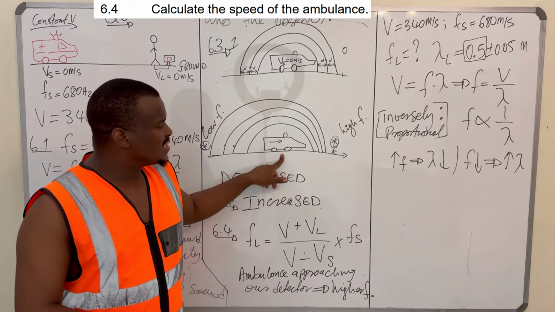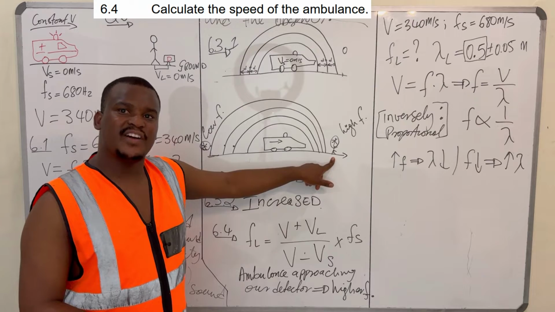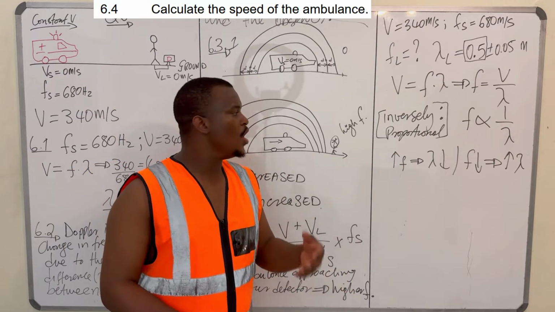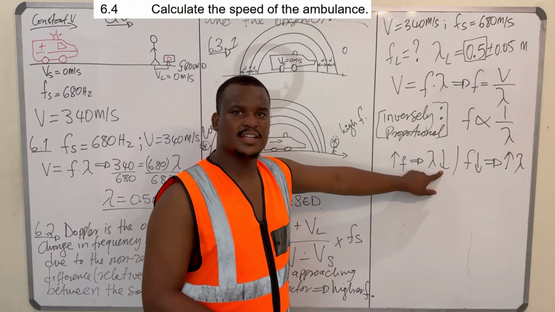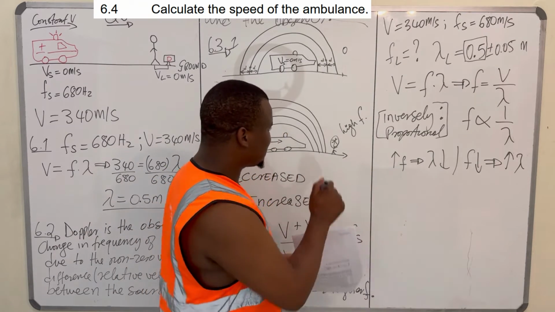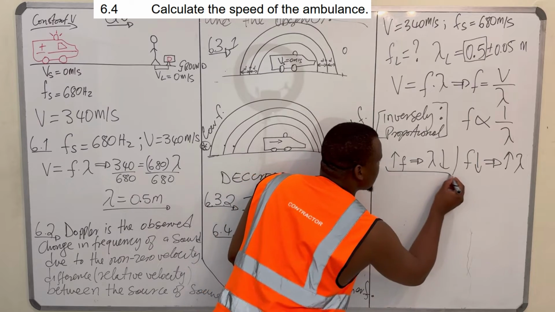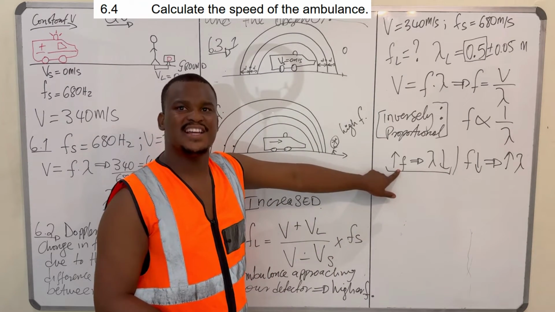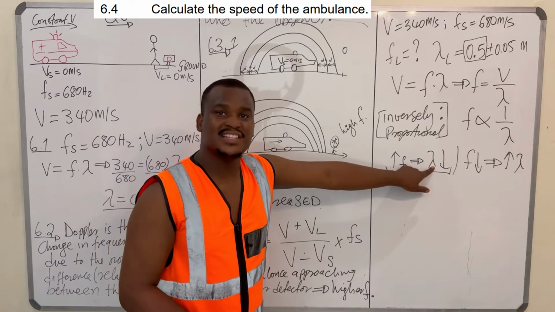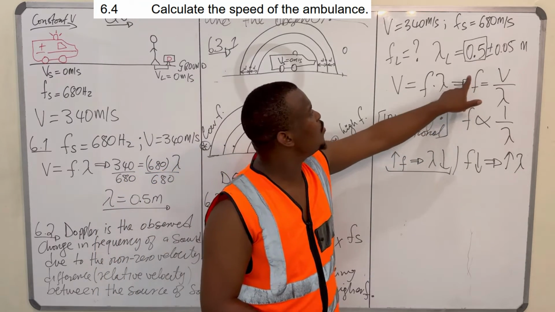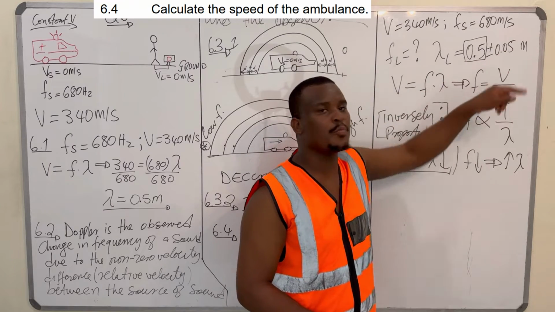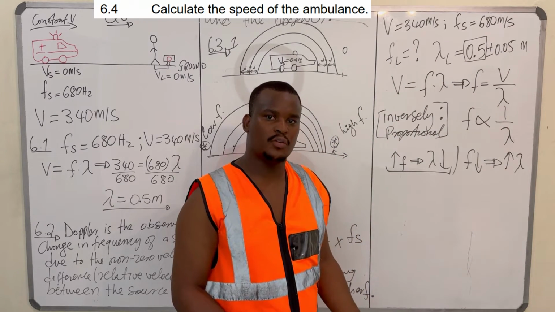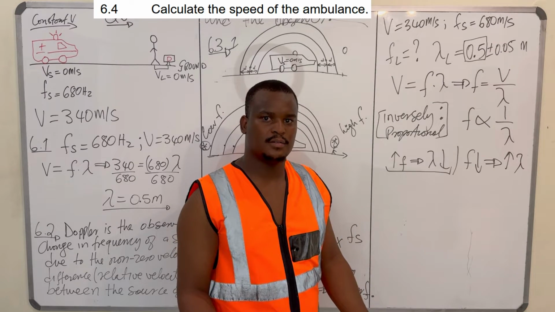Since the ambulance is approaching our guy and we observe a higher frequency, and because the frequency is inversely proportional to the wavelength, we know that the wavelength has to decrease. In this situation, the frequency of the observed sound is increasing and the wavelength is decreasing. Now we know that our wavelength will decrease by 0.05 because the frequency went up, so the wavelength has to go down because they are inversely proportional.